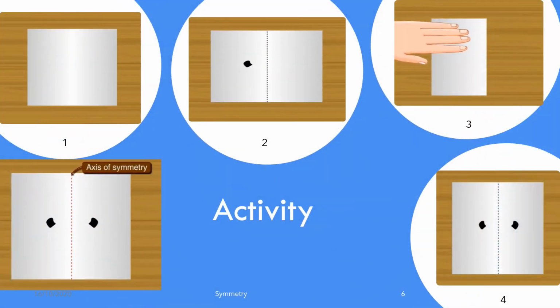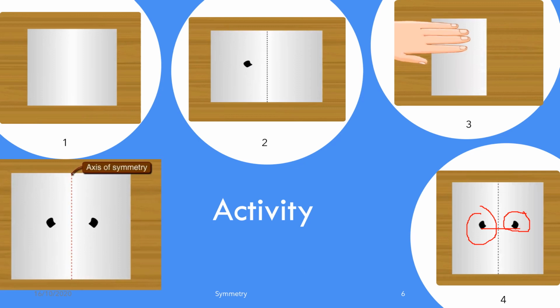Let us have an activity now. Take a plain sheet of paper, fold it into half, and then draw the dotted line in the middle. Take a paintbrush, dip it in paint and apply the paint on one side of the paper. Fold the paper, press it gently with your hands, and then open the paper. What you will see? You will see that both the paint appears to be same at equal distance. See the distance from this dotted line to this paint and dotted line to this paint is same, right?